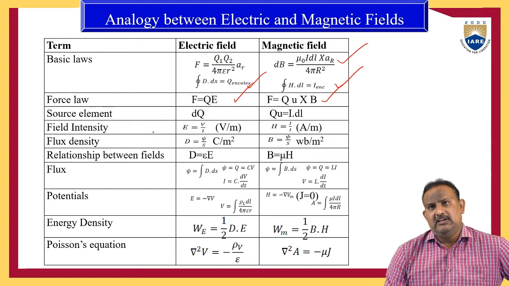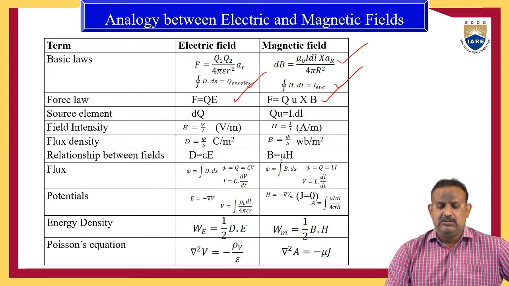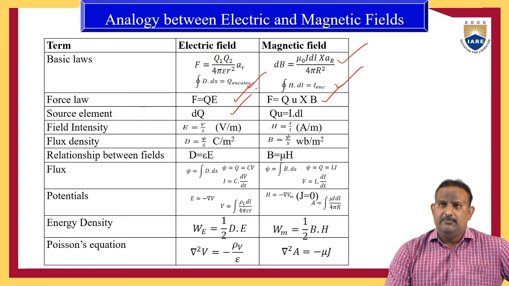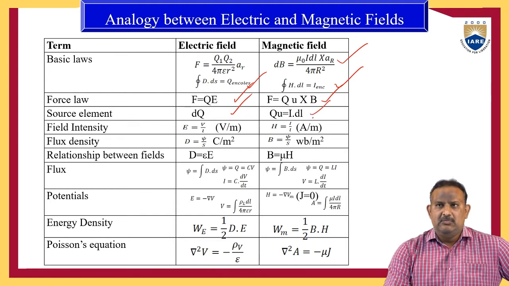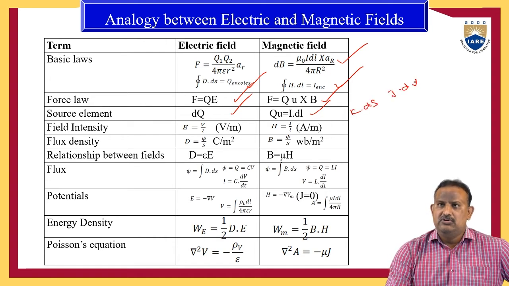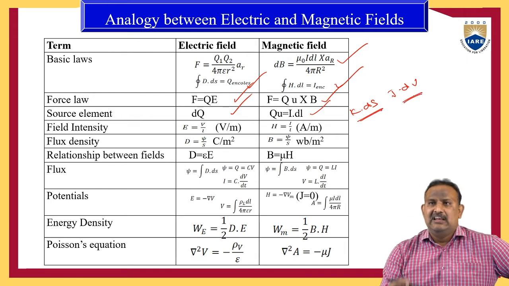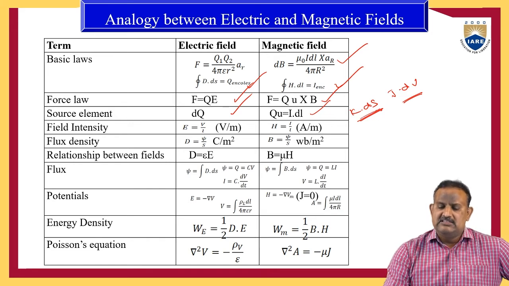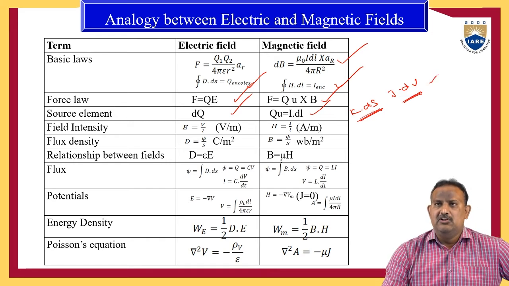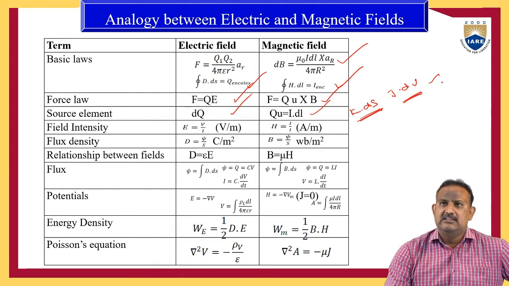Next, the third one is the source element. The source element in the electric field is expressed as dq. In the magnetic field, Q into U is equal to I into dl. In place of I dl, we can use K into dS, or J into dV. K is the surface current density and J is the volume current density. I dl is the line current, K dS is the surface current, and J dV is the volume current. So in place of QU, we can use I dl, K dS or J dV.